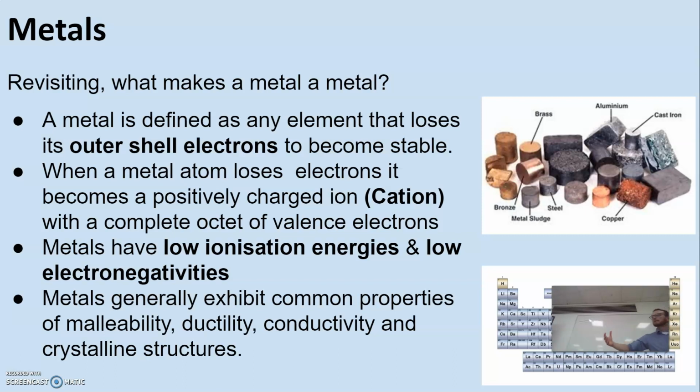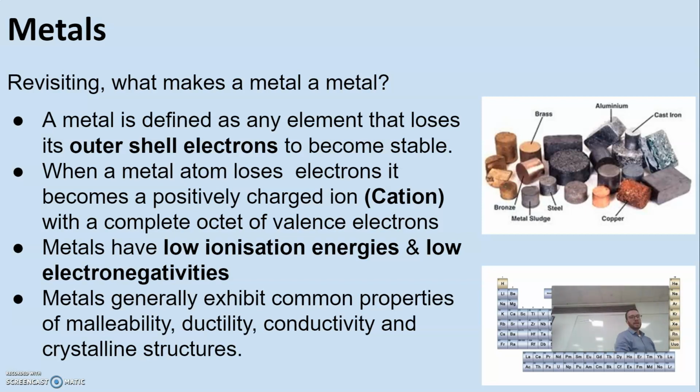Electronegativity is the ability to attract electrons. So if I've only got 1 or 2 electrons, in the case of group 1 and group 2 metals, it's much easier to get rid of those 1 or 2 electrons than it is to gain 6 or 7. We know that about halogens, group 17, that they have high electronegativity. Fluorine, the most electronegative element on the periodic table, wants that extra electron to complete its octet.